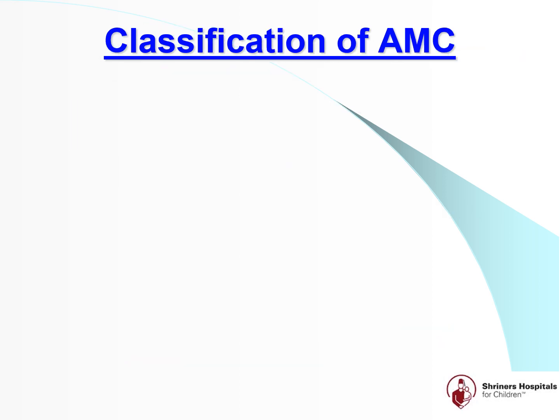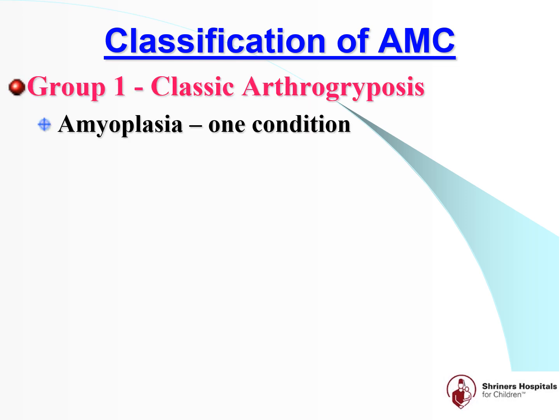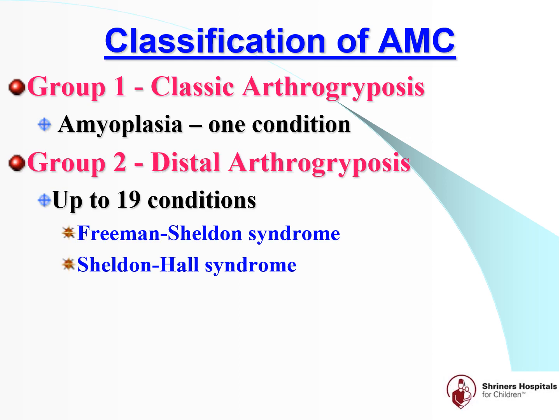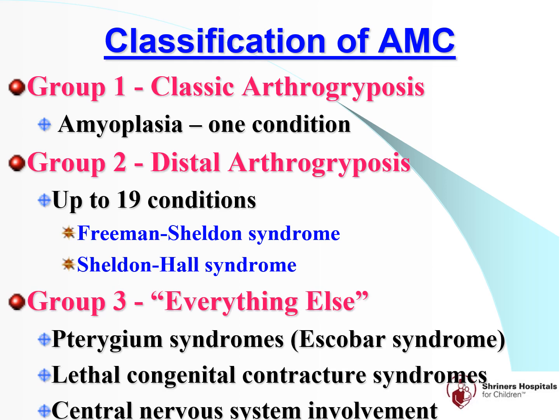There are many ways to classify the underlying conditions that lead to arthrogryposis. My favorite is to divide up the conditions into three nearly equally sized groups. The first group has only one condition, called amyoplasia, the most common type of arthrogryposis. The second group is made up of the 19 different distal arthrogryposes. And the third group is everything else that has a collection of things such as the Pterygium Syndromes, the lethal congenital contracture syndromes, and those with central nervous system involvement.